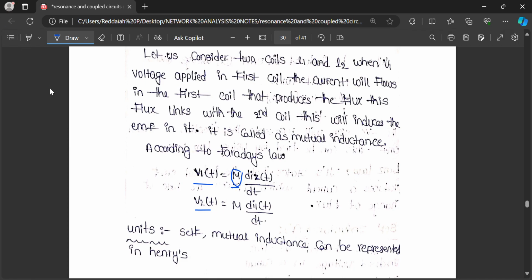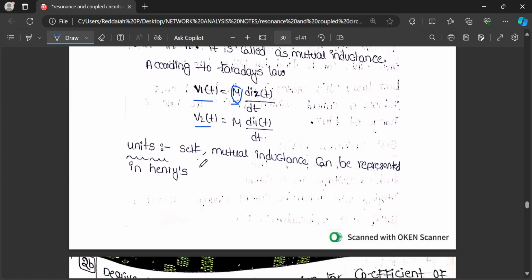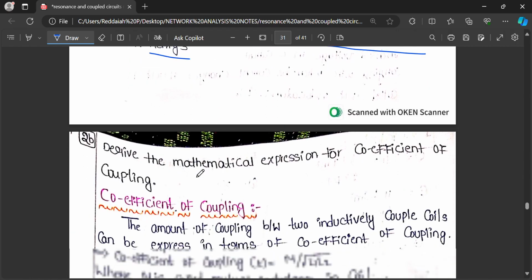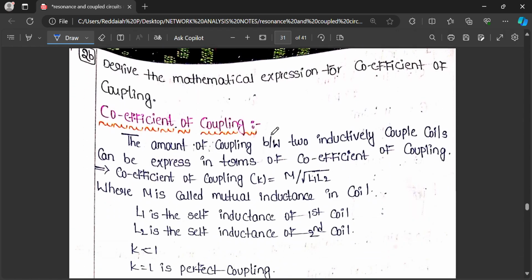Mutual inductance is the inductance produced by one coil's current in another coil. The units of self and mutual inductance are both Henrys. Derive the mathematical expression for the coefficient of coupling. This is very important for mutual inductance. The coefficient of coupling is denoted by K. It tells how much the two coils are coupled.